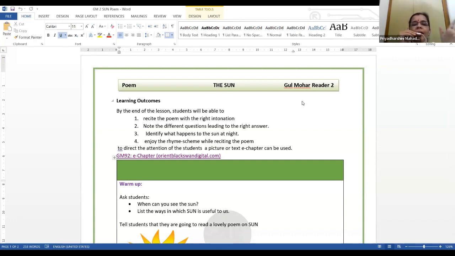So in order to direct the attention of the students, a picture or text of each chapter can be used. If you have the facility to show the animation or the pictures or PPTs, you can do it. Or else you can make it in a chart and then you can show it to the children also. Or even you can draw the pictures on the board.